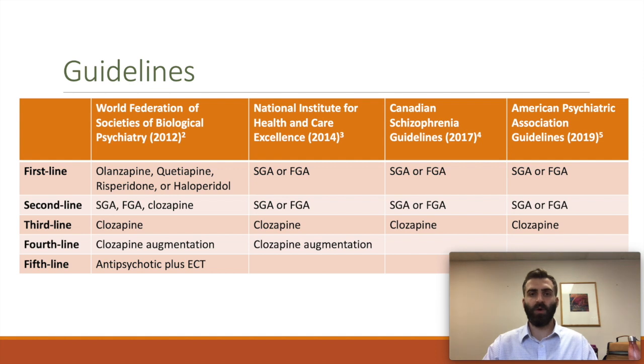It's kind of like depression, where the guidelines just say, pick a first generation or a second generation antipsychotic. If that doesn't work, try a different first generation or second generation antipsychotic. If that doesn't work, try Clozapine. So the guidelines are pretty consistent here. And this isn't to say that the guidelines don't provide useful information. There is a lot of useful information in there. It's just not guiding you specifically to one particular medication over another.